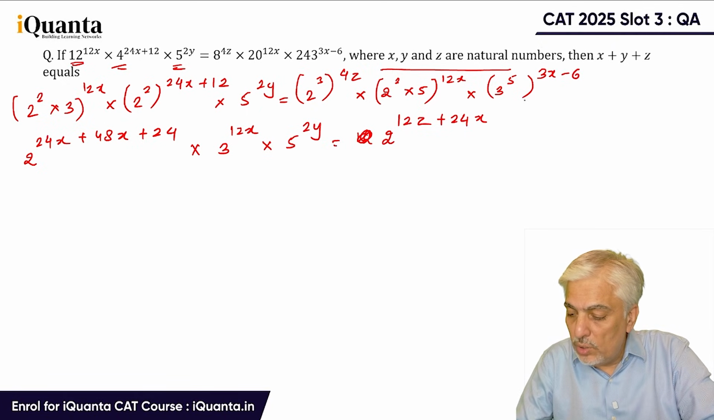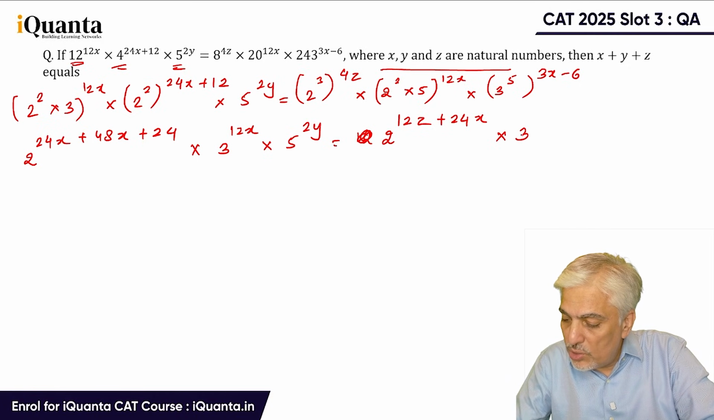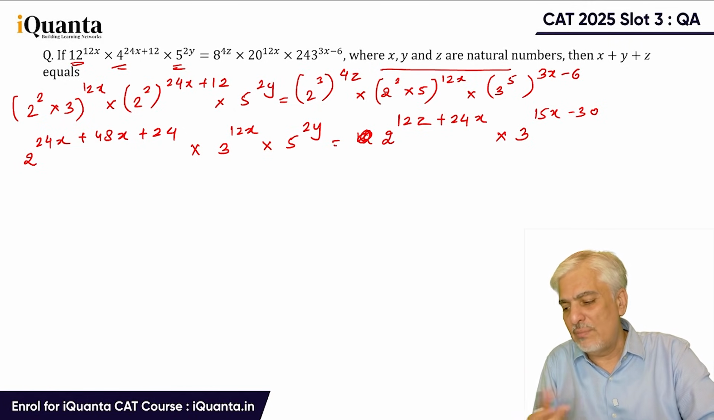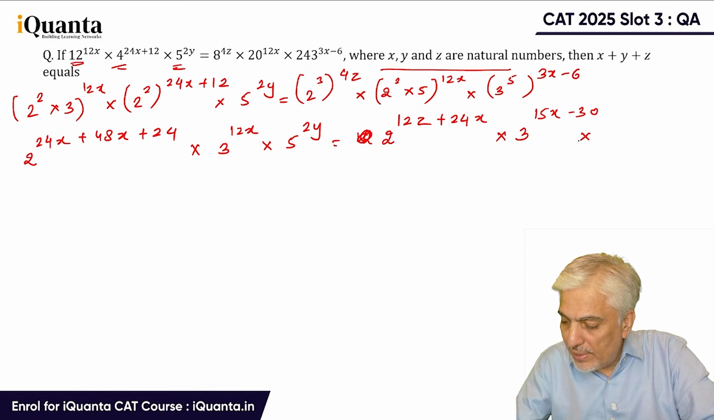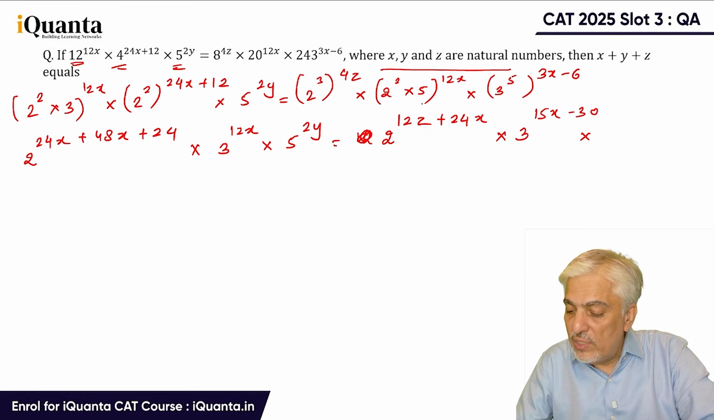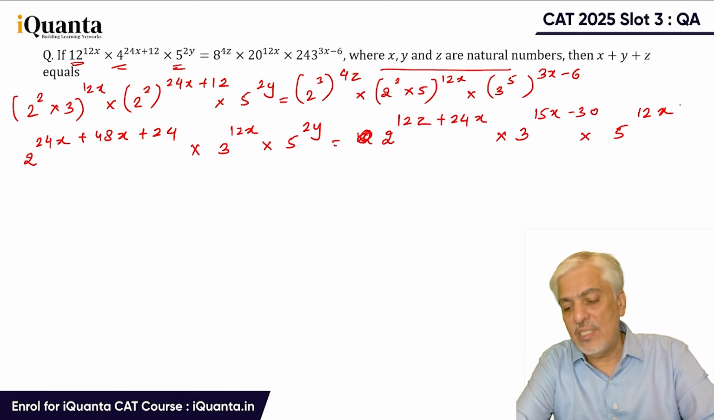Now 3, I have only 3 raised to 5, so it will become 3 raised to 15x minus 30. You could have, if you wanted, left it as 5 also, but it doesn't matter too much. Multiplied by 5. What is there for 5 over here? I have only 1, 5 raised to 1, raised to 12x. So that will become 5 raised to 12x. Now I can just start comparing.